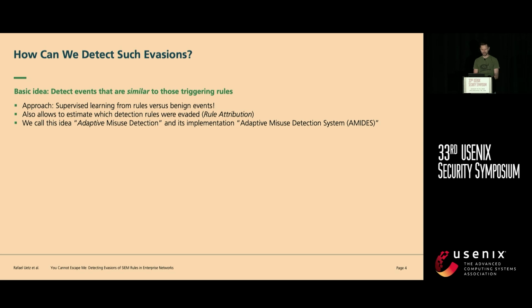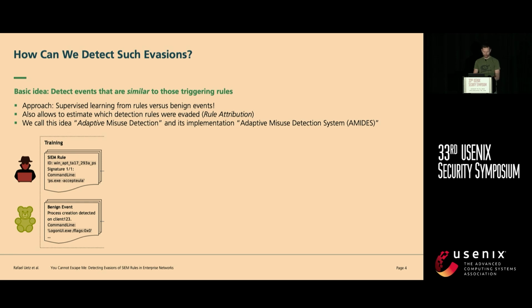So we started training from rules, which works quite well and also has the advantage that we can also estimate which rule was evaded. We call this idea adaptive misuse detection and created an implementation that is called AMIDES, the adaptive misuse detection system.